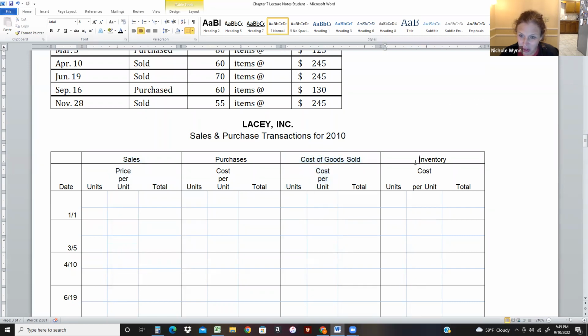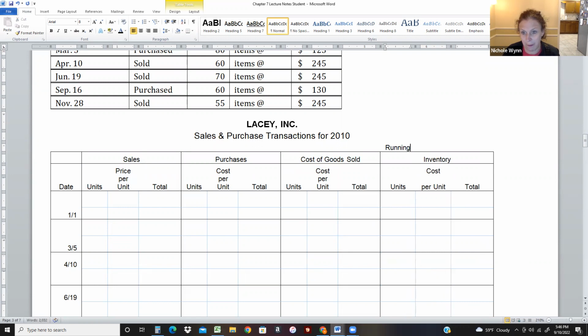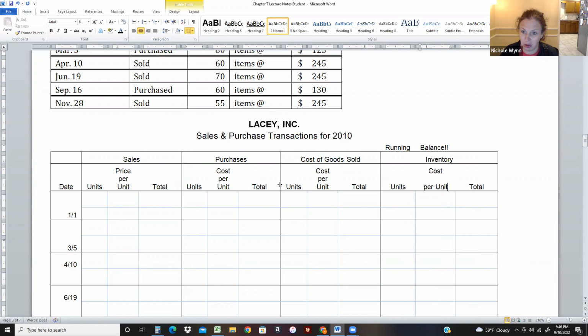When we put something in these columns, we will also put something in these columns. And then this inventory is going to be a running balance of inventory. So we are going to put something in each row for exactly what we have in inventory after every single transaction, which sounds like a lot, but it's not bad. Above here, I usually write something like running balance, so that we keep track of this inventory every single time.